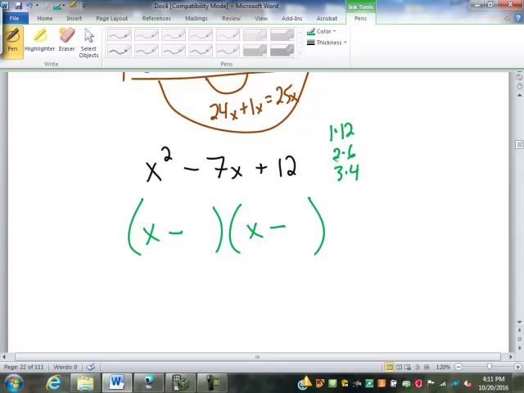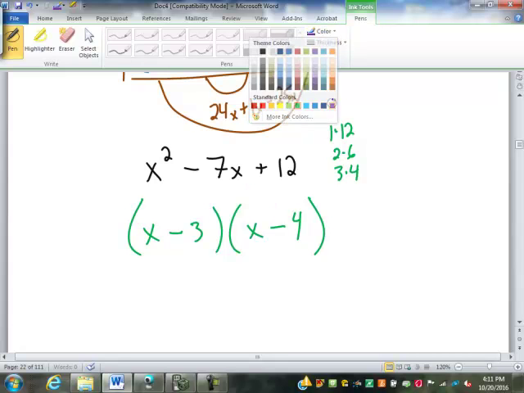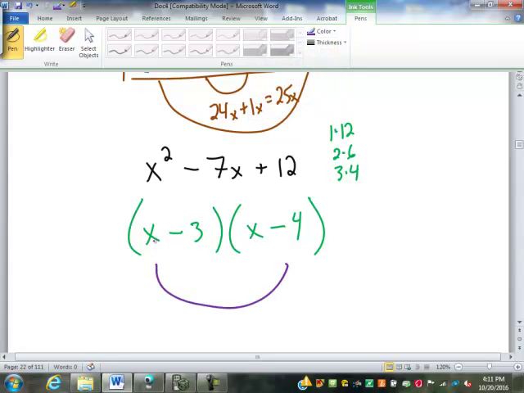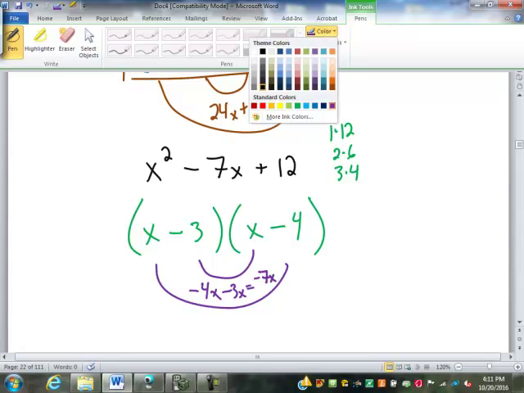So which ones do you want to try? 1 times 12, 2 times 6, 3 times 4? 3 and 4? Okay, somebody's starting to see a pattern, right? We just add them together to get the middle one. So let's check it, just to be sure. x times negative 4 is negative 4x. Negative 3 times x is a negative 3x. And yes, negative 4x plus negative 3x is negative 7x.